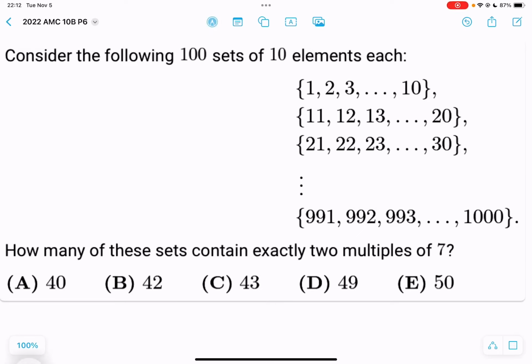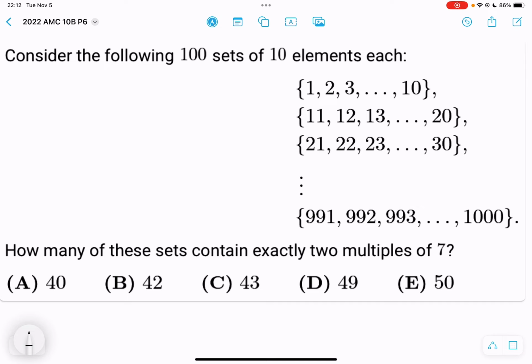This is 2022 AMC 10B Problem 6. Consider the following 100 sets of 10 elements each. How many of these sets contain exactly 2 multiples of 7? So for one of these sets, from 1 to 10, 11 to 20, etc.